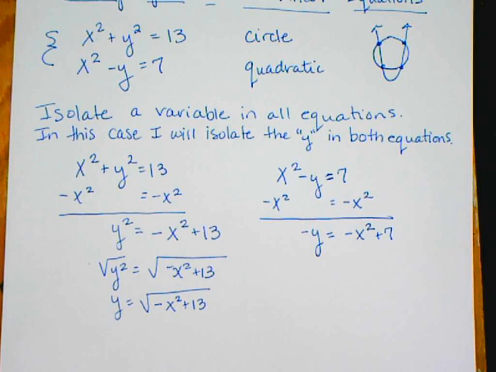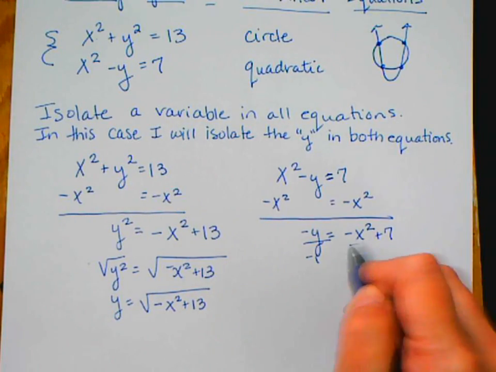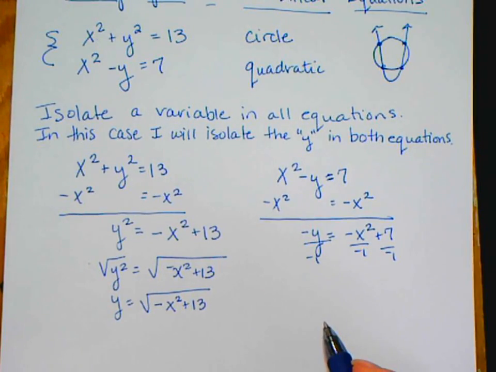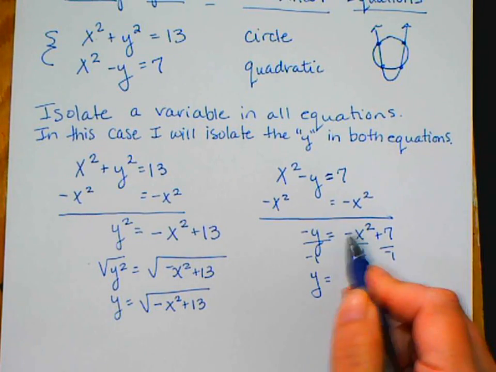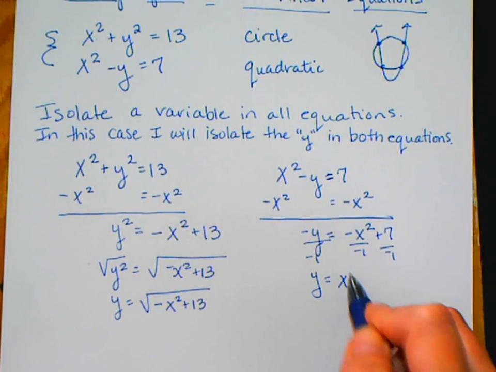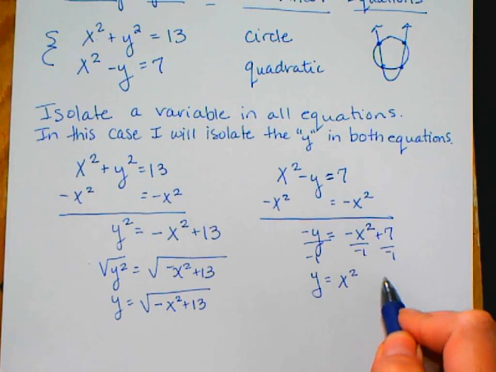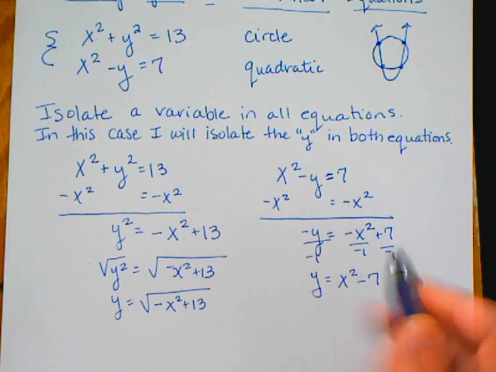Is my y isolated yet? No. So close, so close. What do I do now? You divide it by -1. Divide by -1. So negative y divided by -1 is positive y. Negative x squared divided by -1 is positive x squared. Positive 7 divided by -1 is negative 7.